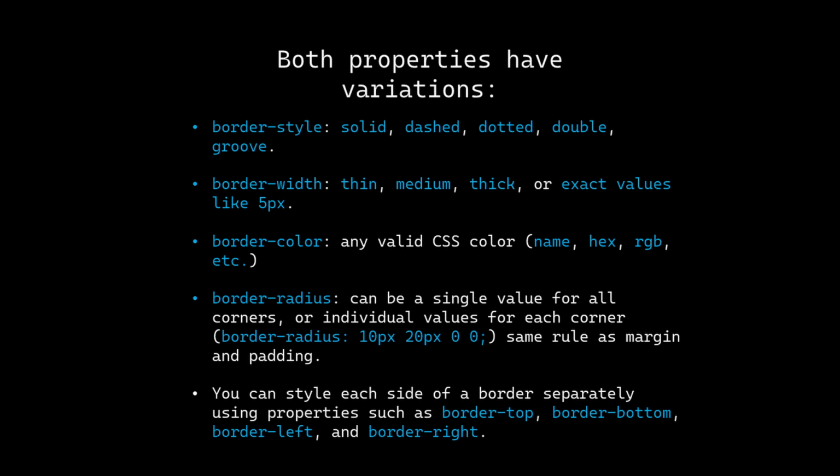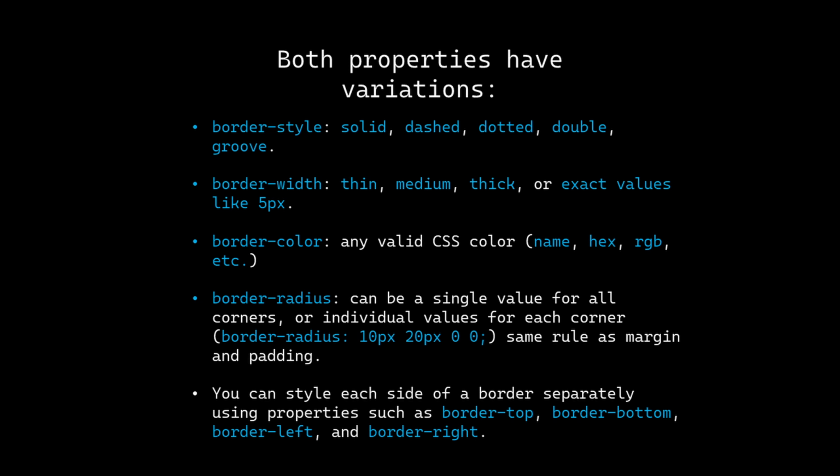Border color can be any valid CSS color. It can be a name, hex, RGB, or any other type to describe a color. With hex, you just use the hexadecimal system, and with RGB, you use red, green, blue values from 0 to 255.